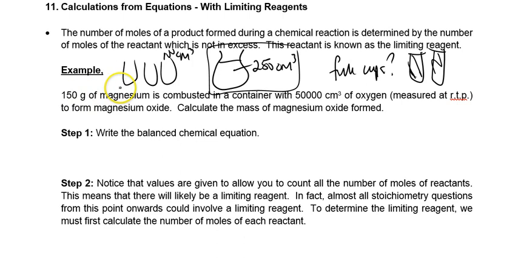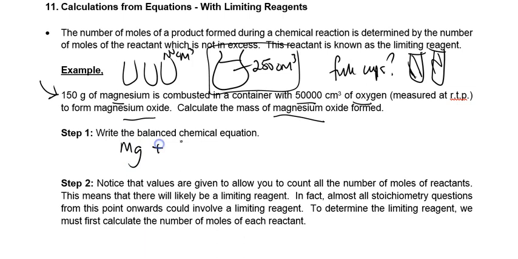I have 150 gram of magnesium and it is burned in 50,000 cm cube of oxygen and it forms magnesium oxide. So what is the mass of magnesium oxide formed? Part 1 of this thinking process is, does all my magnesium react? Is it possible for all of it to react? How would I know? So let's solve the question.